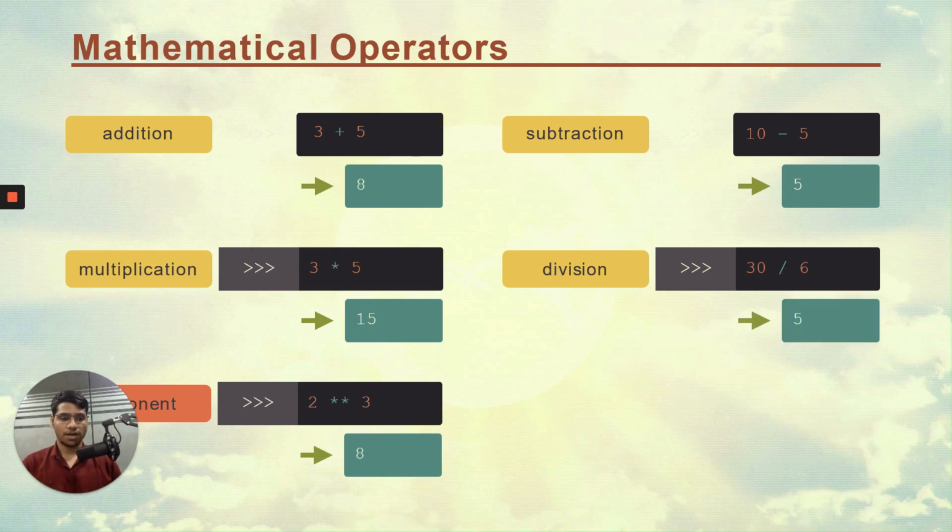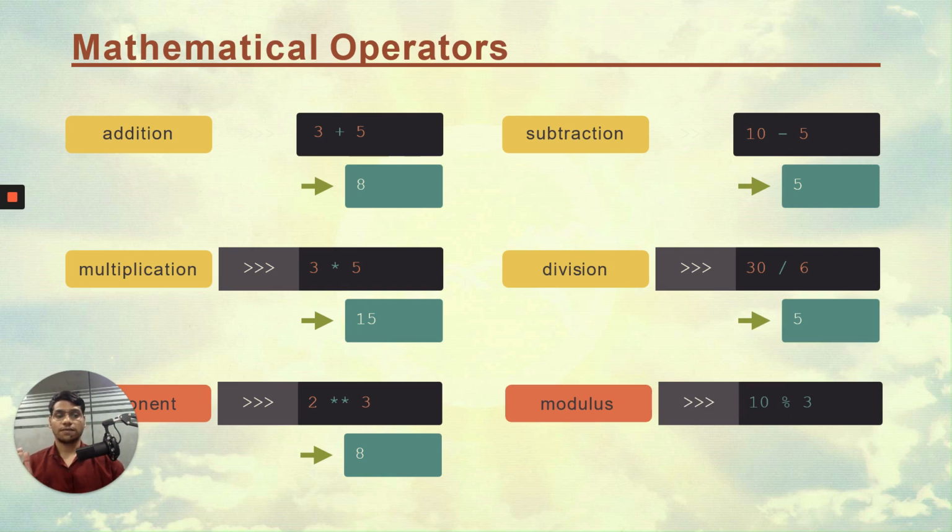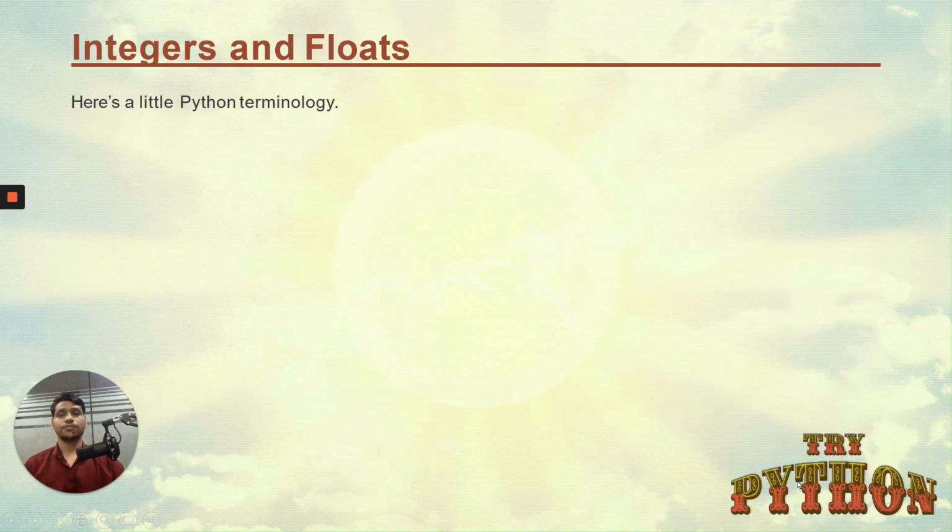Suppose you want the remainder. So let's say that you have 10 divided by 3. Now in this case, you want the remainder, so you will use the modulus operator. This percentage sign is called the modulus operator and it is going to give you the remainder. In this case, the remainder will be 1.